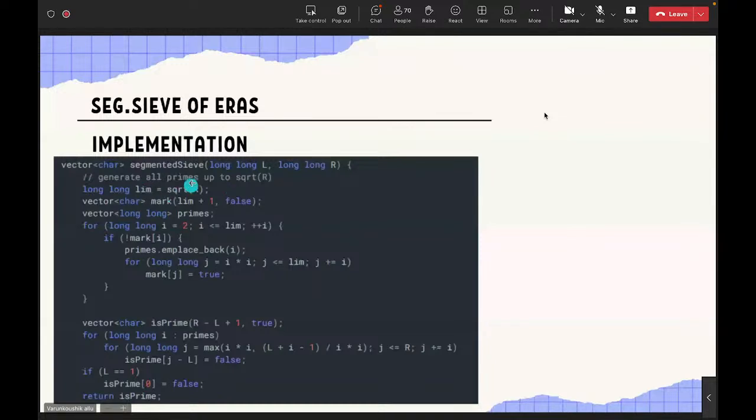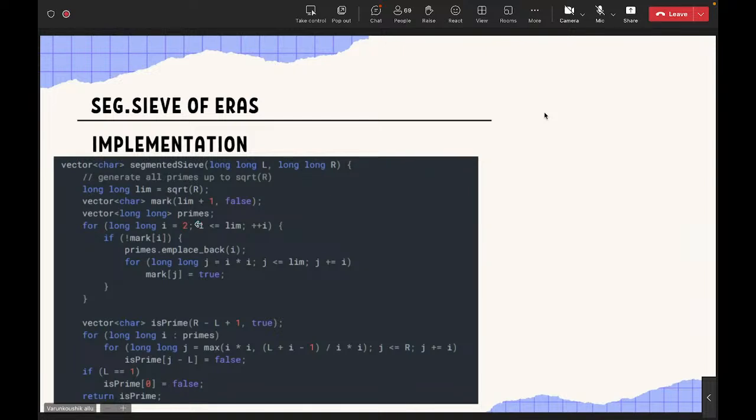Why are we doing it like this? We are using the fact that all the prime numbers less than root R will divide all the other numbers. That's the fact we are using here. So using the sieve of Eratosthenes, we'll find all the prime numbers till root R. That's the only thing we are using here fundamentally. Then the remaining is normal logic only.